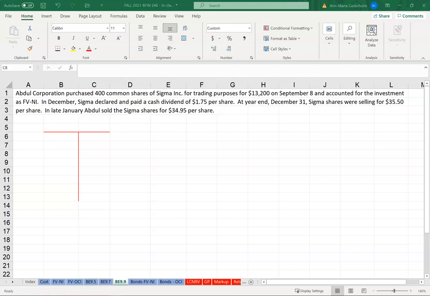If you're a publicly traded company, you have to follow IFRS, and in that case you have another alternative, which is fair value through OCI. And if you follow ASPE, you can just keep it at cost. So this one is fair value through net income, which is both ASPE and IFRS.